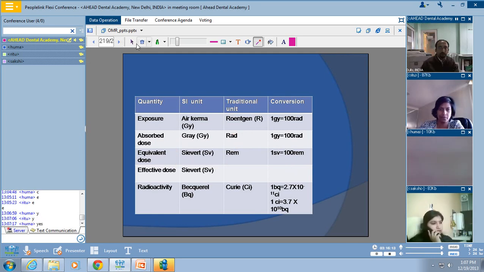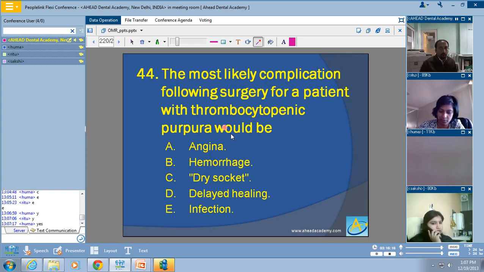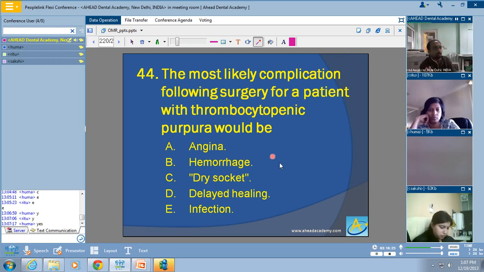44th. The most likely complication following surgery for a patient with thrombocytopenic purpura would be? So what do you think it could be? Can it be angina? Highly unlikely, isn't it? Thrombocytopenic purpura is a reduced platelet level. So the correct answer automatically becomes, even if you don't look at the other choices, D, hemorrhage. Is it clear?